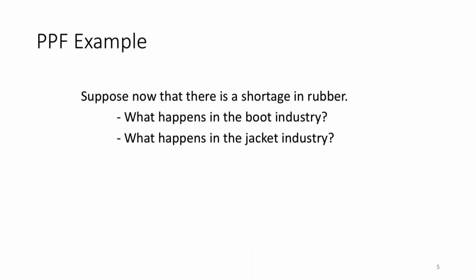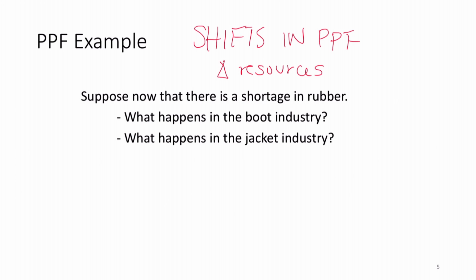So now we want to talk about what happens when we have shifts in the PPF curve. Shifts in the PPF curve are going to come specifically from a change in available resources. Now remember, we were saying that we can use all of our resources in the production of both goods. But some resources are going to be slightly better at producing one good versus the other. In this example, let's think about what happens if we have a shortage of rubber. What happens in the boots industry and what happens in the jackets industry?